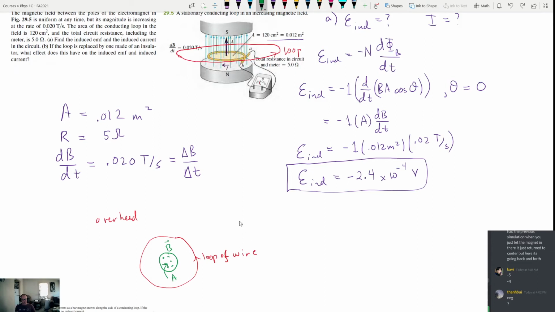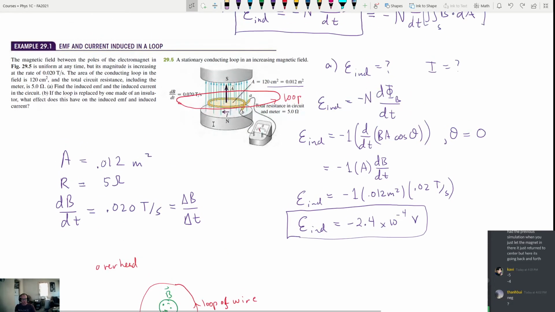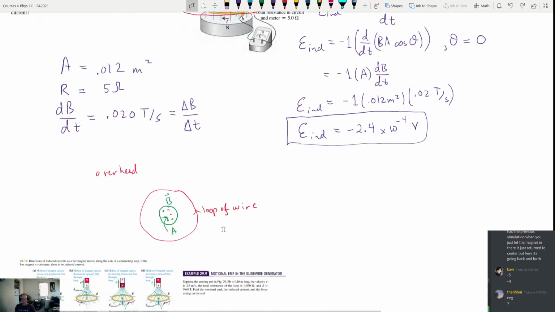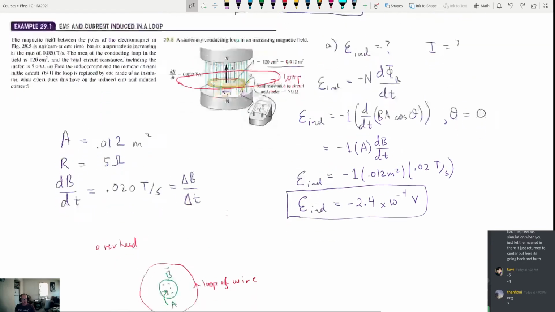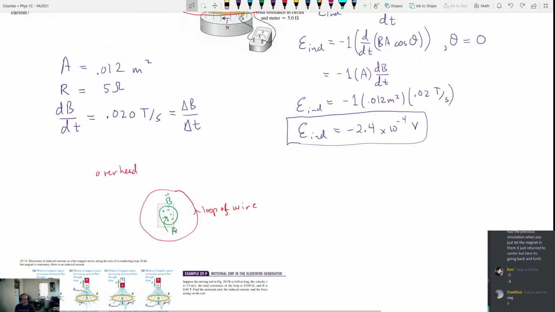So in our problem here, our loop was smaller than the size of the magnetic field, right? But what I'm saying is if the loop was bigger than the magnetic field, you would just use the region where there is magnetic flux. Does that make sense?